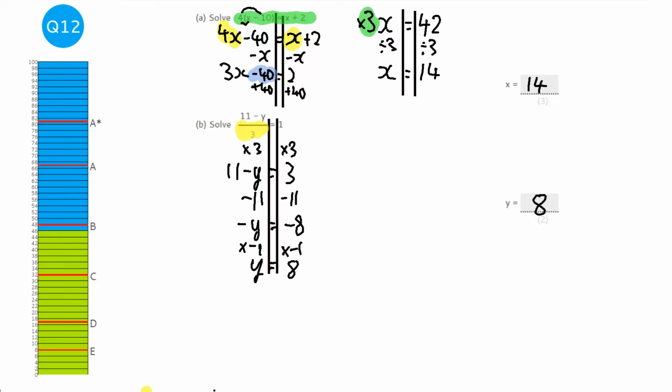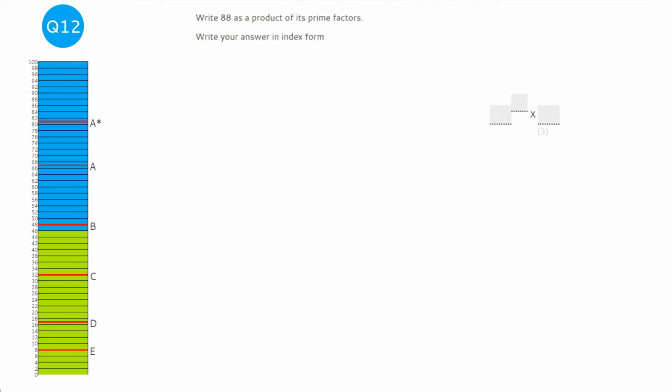Now what I could have done at this stage is I could have added the y to both sides and then taken away the 3, and that would leave me 8 equals y, which is the same as y equals 8. It's just a matter of preference which one you choose to do in the exam. Okay, if you want to have a go at this, pause the video now, otherwise let's get started.